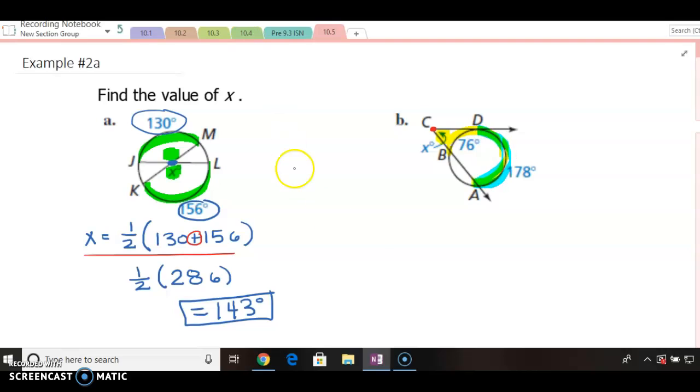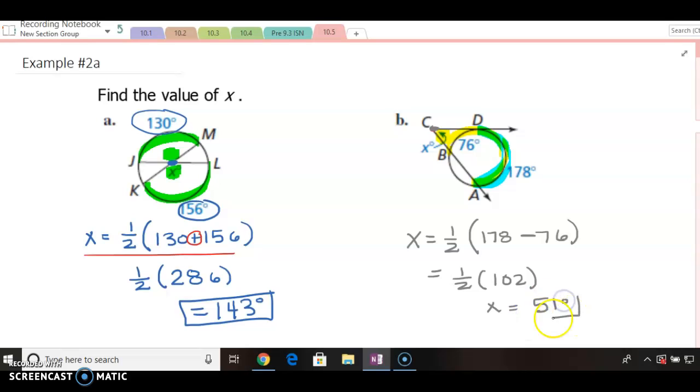Okay, so here I would say that x equals 1/2. Now remember, this is outside of the circle, so this plus is going to be a minus. So it'd be 178 minus 76, or just 1/2 times 102. So x then would be 51.